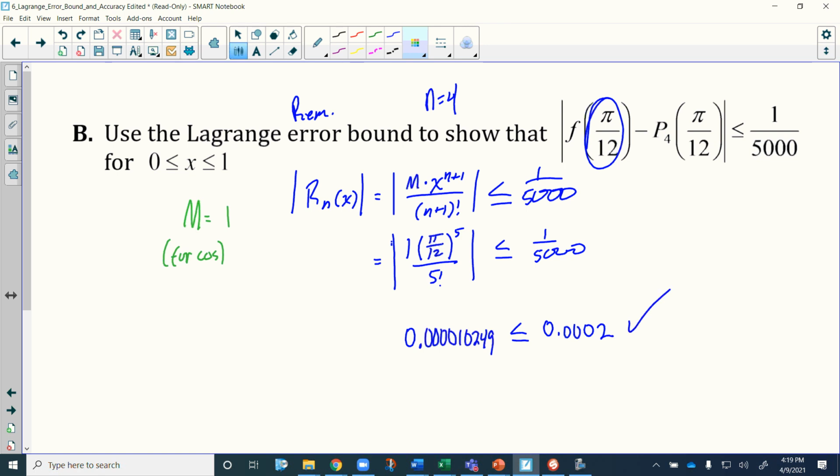We are definitely getting the 5th degree. The first unused term is definitely going to be less than 1 over 5,000. Looking at that, 4 zeros in a row says we should be accurate to 4 decimal places for whatever approximation we would be looking at. So that's the use of the Lagrange error bound to show that we're good. We did what we needed to do here.